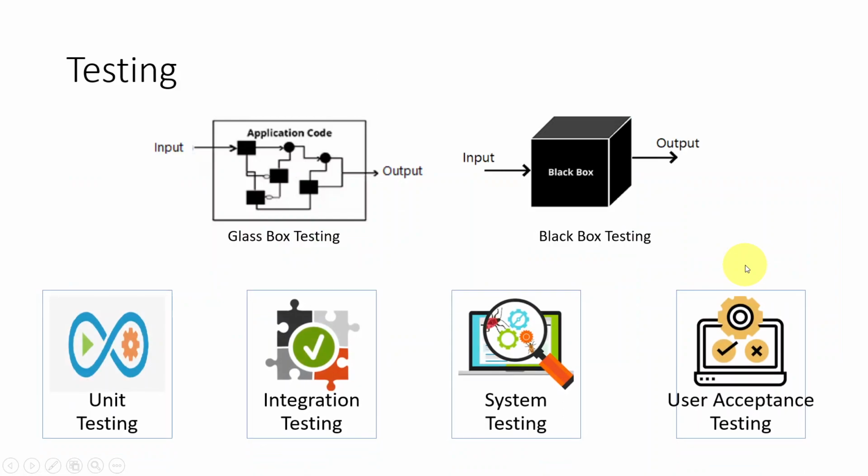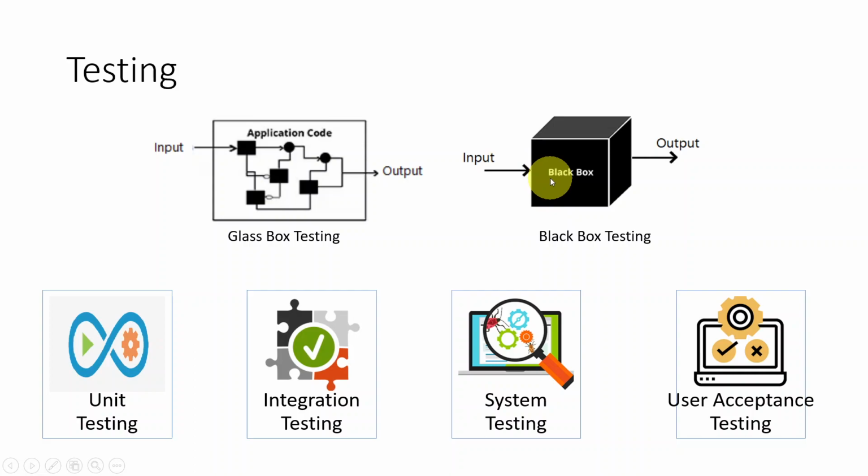Let's look at another important task in software development, the testing. Testing is verification of the product against the requirements or objectives. We can identify two types of testing approaches, the glass box or white box testing and the black box testing. If you are testing with the awareness of the internal structure, we call it glass box testing. Glass box testing is typically done by the developers while they are developing.